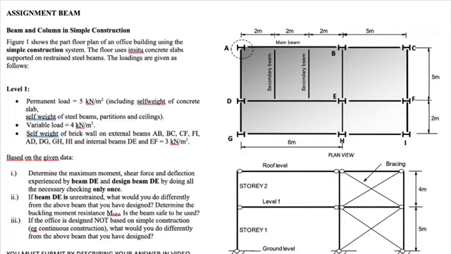So in this assignment, figure 1 shows the part floor plan of the office building using the simple construction system. The floor uses in situ concrete slabs supported on restrained steel beams. The loadings are given as follows: the permanent load is 5 kN per meter squared, including the self weight, and the variable load is 4 kN per meter squared. We are also given the self weight of brick wall on external beams and internal beams, 3 kN per meter squared.